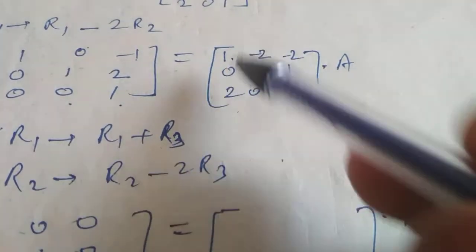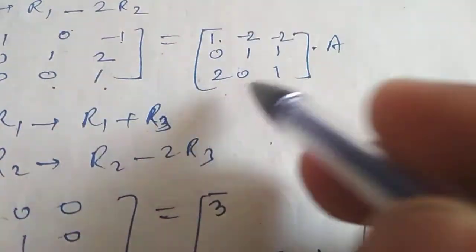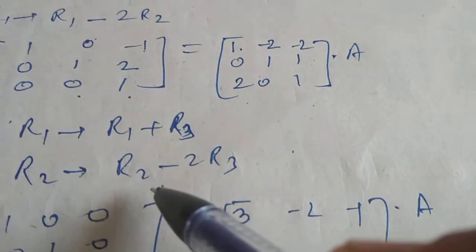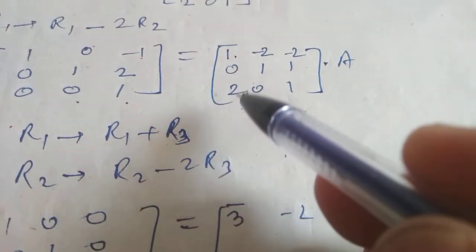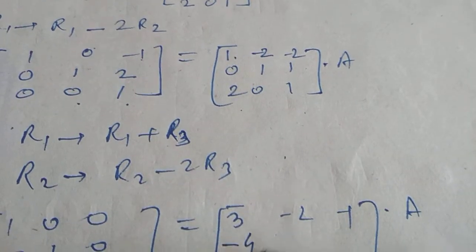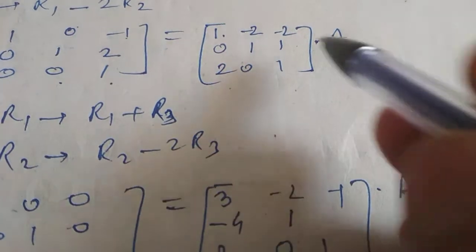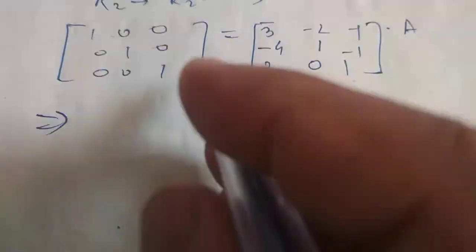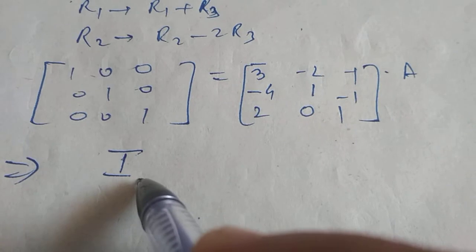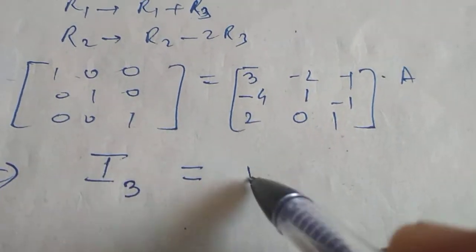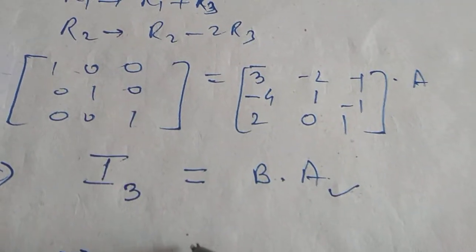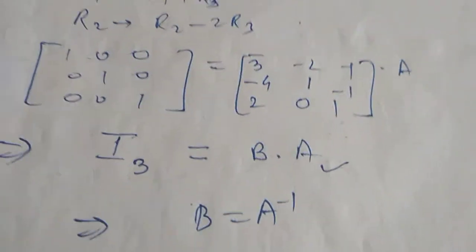R1 plus R3: 1 plus 2, 3. Minus 2 plus 0, minus 2. Minus 2 plus 1, minus 1. Then R2 changes to R2 minus 2 times R3. 0 minus 2 times 2 will be minus 4. 1 minus 2 times 0 will be 1. 1 minus 2 times 1 will be 1 minus 2, that is minus 1. This shows that identity matrix of order 3 is equal to some B matrix into A. A is given, this implies B is your A inverse.